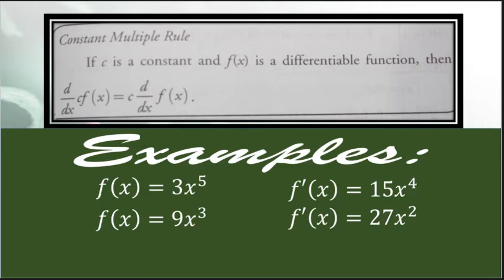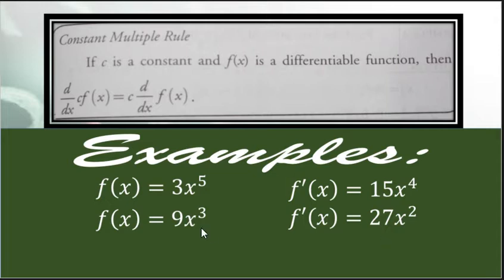So just like that given example, we have f of x is equal to 3x to the 5th power. The derivative of this function, 3x to the 5th power, combines your power rule. We know that the derivative of x to the 5th is 5x to the 4th power. Just multiply that 5 by 3, and that would be 15. Subtract 1 from the exponent 5, and that would be 15x to the 4th power.